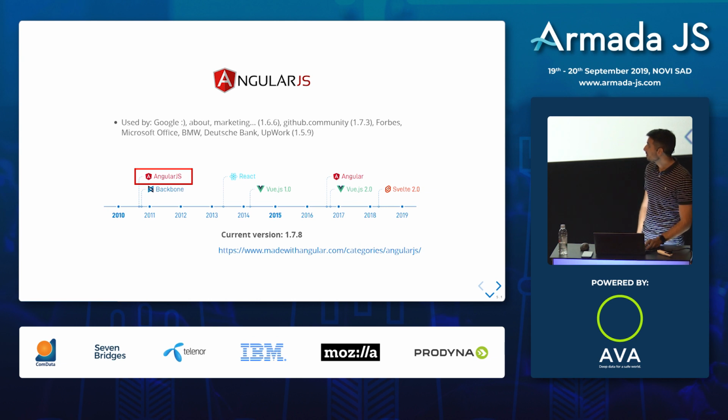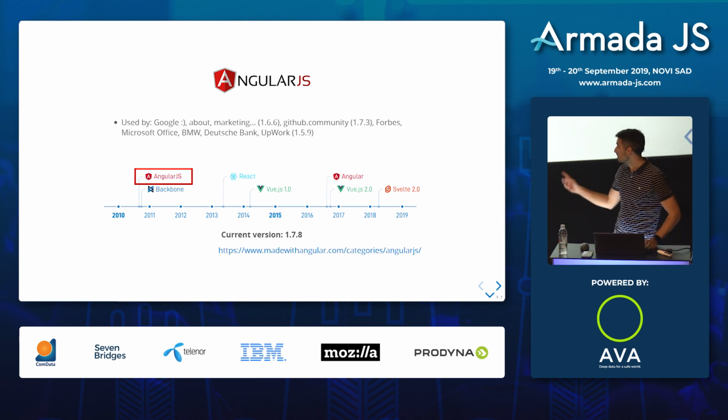Now, let's go to AngularJS, also known as Angular 1. It's also from 2010. Current version is 1.7.8. I couldn't find any famous public applications that are written in Angular, maybe the Forbes website and the GitHub community are actually using it, but those are less familiar, except Upwork.